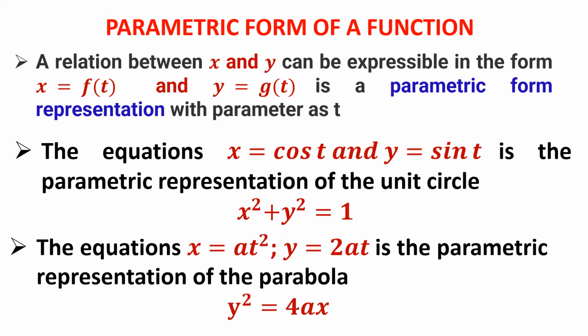Let us go for one more parametric representation, for the parabola. x is equal to at square and y is equal to 2at. When I take y is equal to 2at and put it in the equation y square is equal to 4ax, it will become 4a square t square. On the right hand side, when I put x is equal to at square, again it will become 4a square t square. Therefore, left hand side is equal to right hand side.